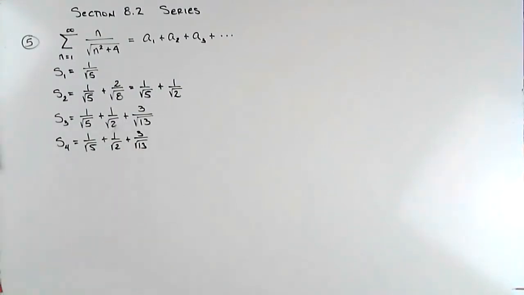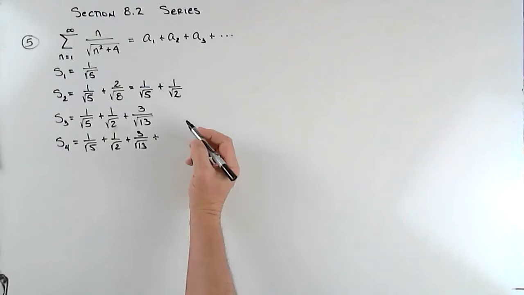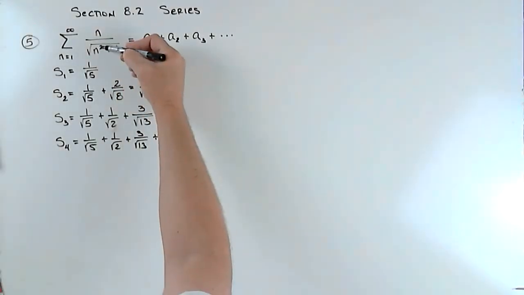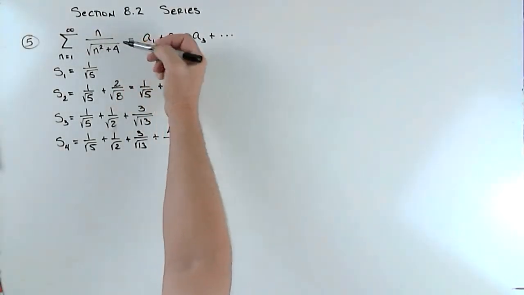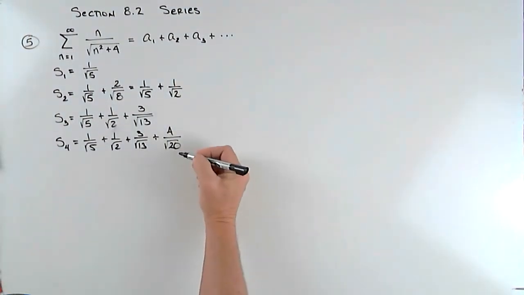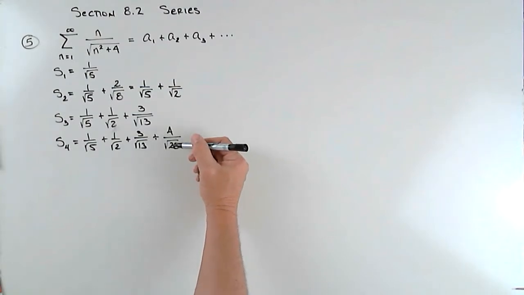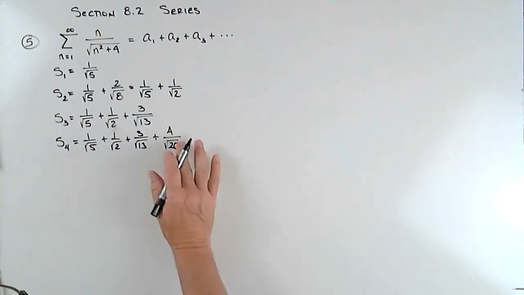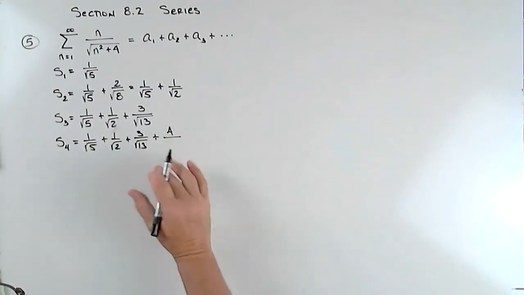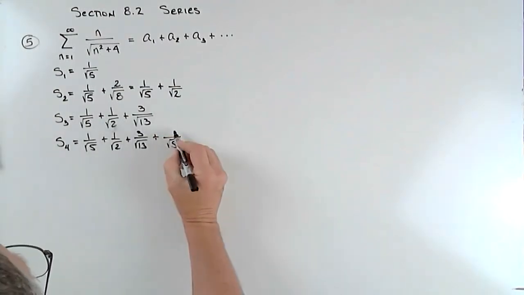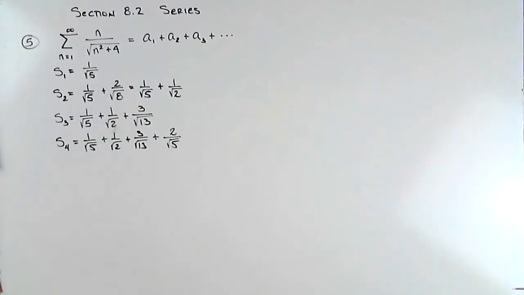That's the first 3 terms plus the 4th term, which would be 4. 4 squared is 16, right? 16 plus 4, this would be root 20. And of course, we could simplify that. Root 20 is 2 root 5. So we'd have 2 root 5 down here. The 2 would cancel the 4, and we would have 2 over root 5.